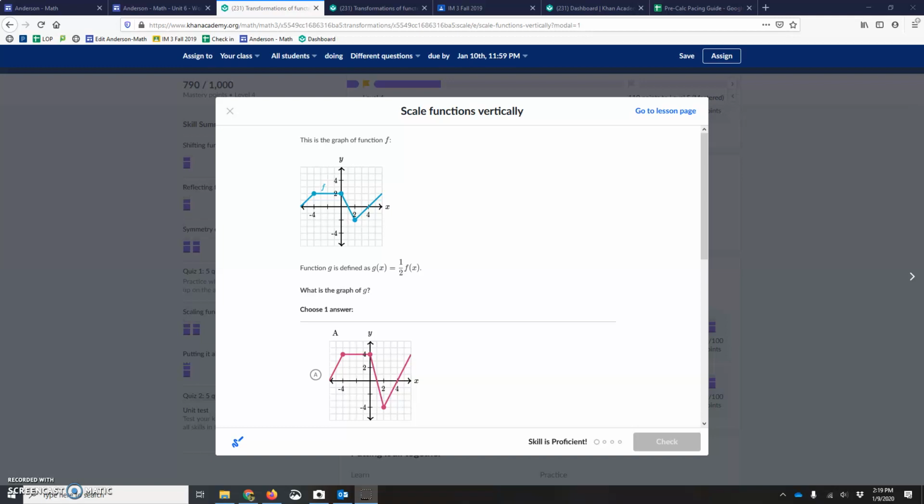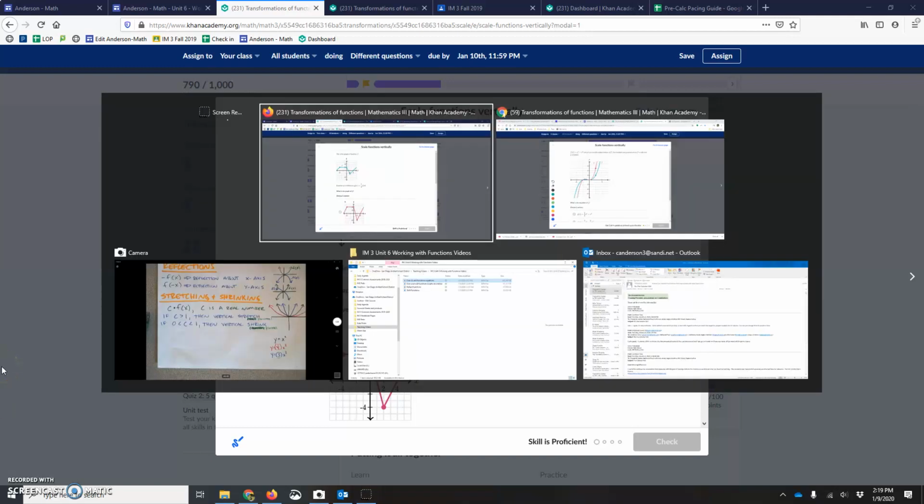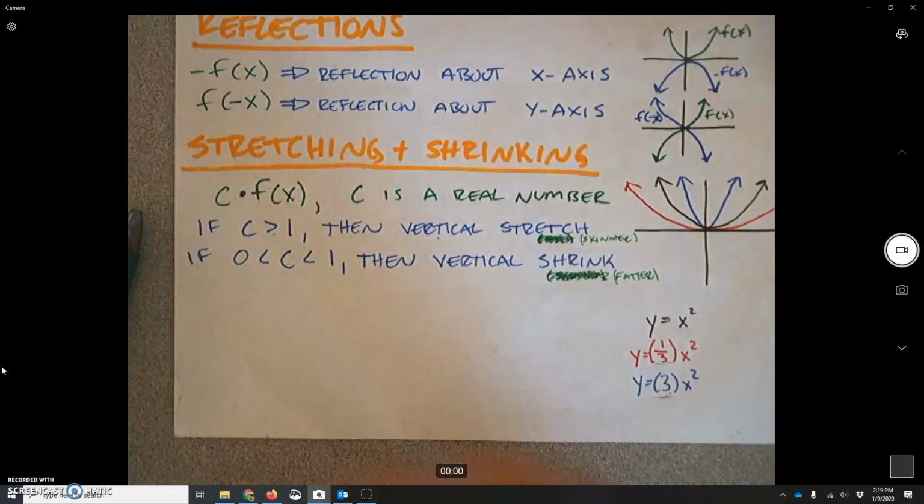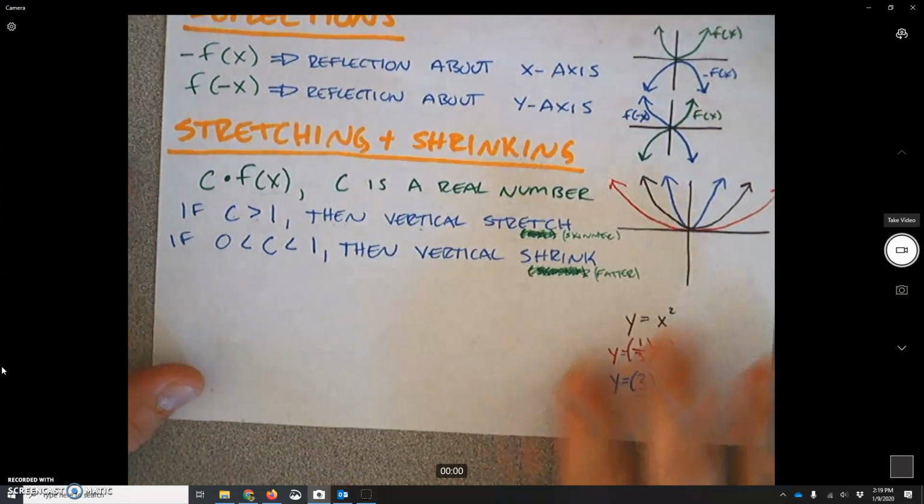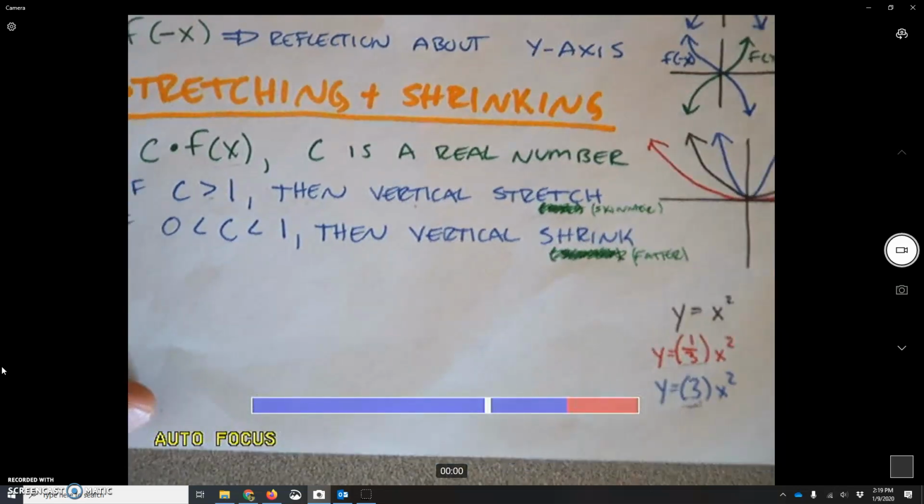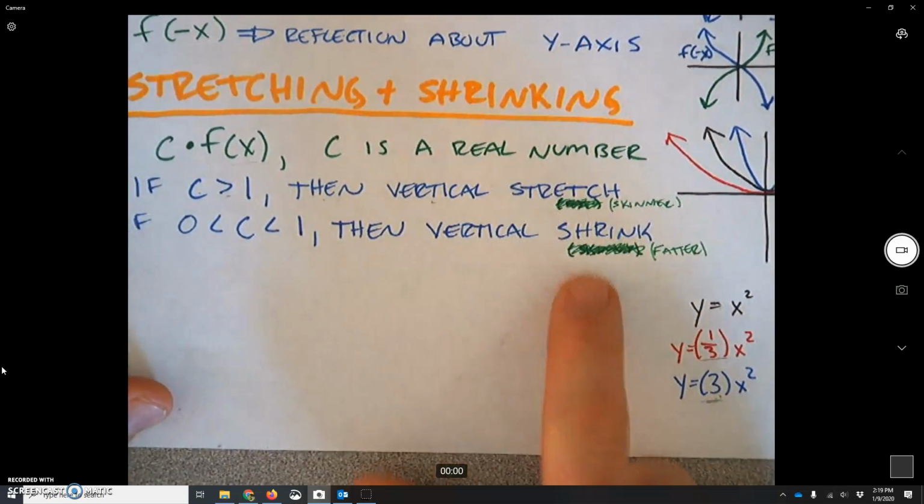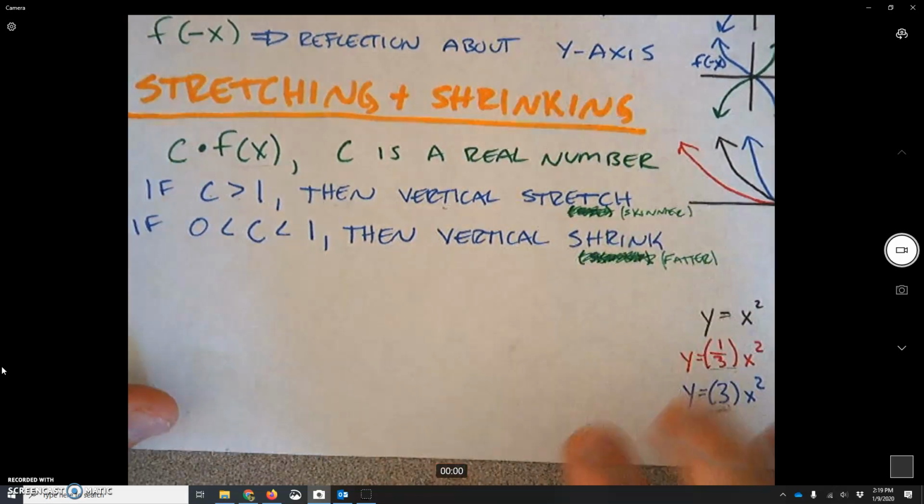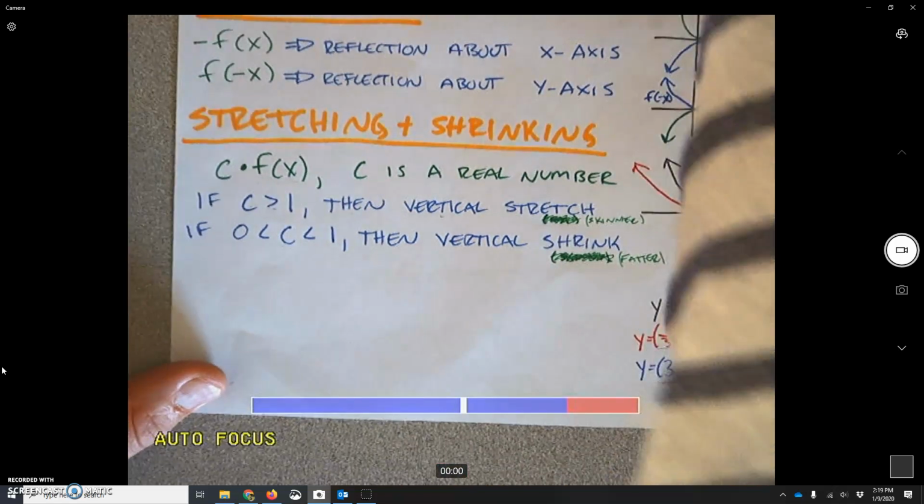Scale functions vertically. Okay, so I'm going to go back to our equation sheet. I have a mistake I need to point out. So first off, here's the sheet. I made a mistake when I made it. I put skinnier on the bottom and fat up top. So make sure you float these around. Those are the descriptive words I use to describe the difference of them.